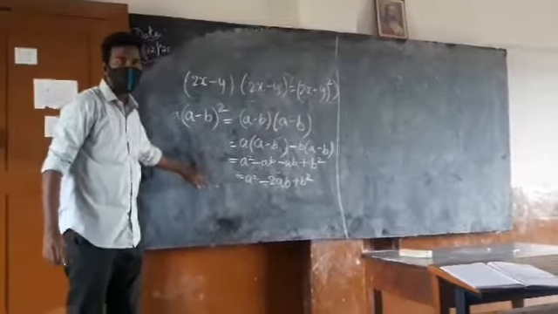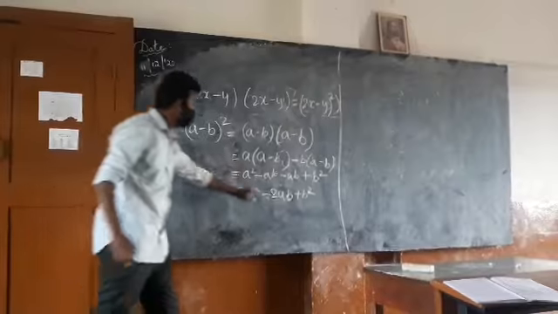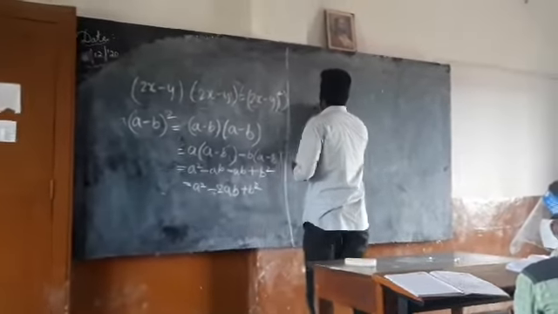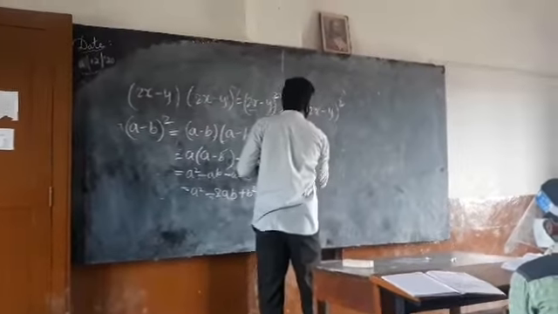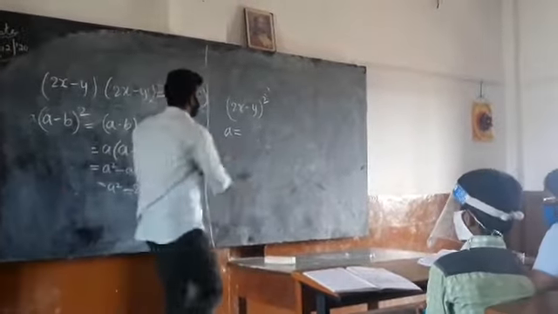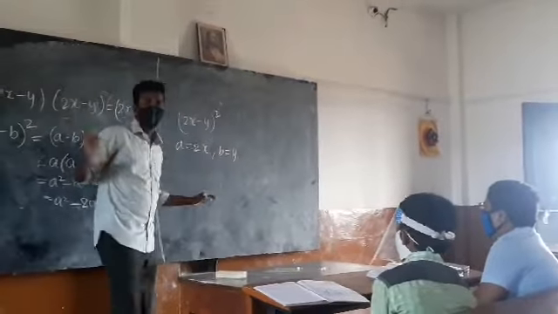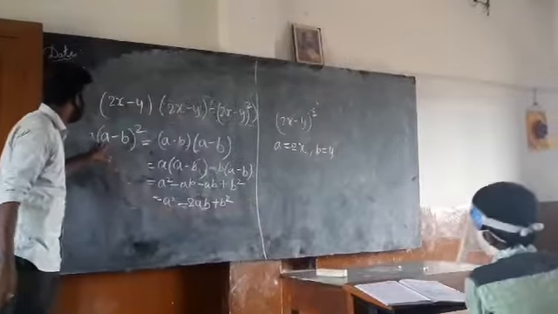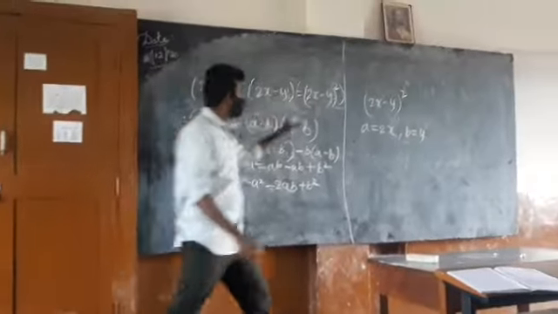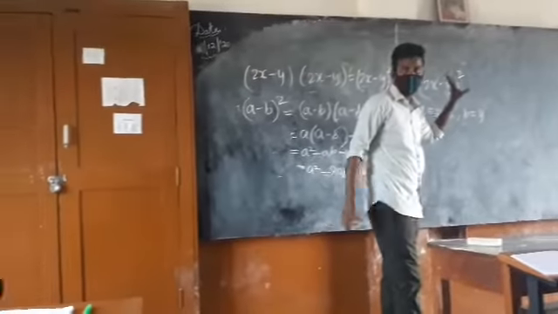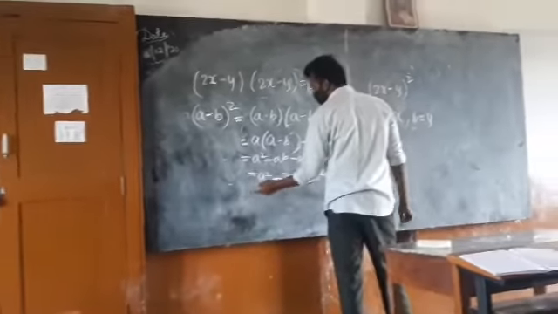Whenever you have a problem in the form of A minus B whole square, you can use this direct formula. Like 2x minus y whole square, you need to first assign what is A, 2x, and what is B. No, it's not minus y. Just see, A minus B: A is separate, minus is separate, B is separate. Like that, 2x is separate, minus is separate, y is separate. Okay, A is 2x, B is y.